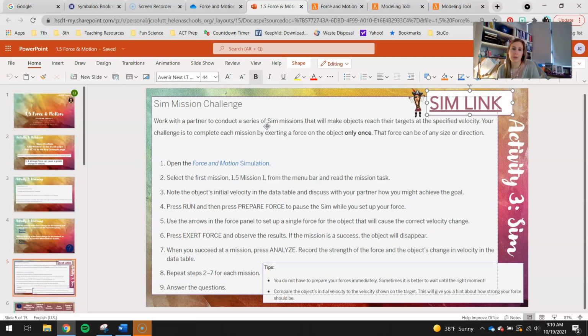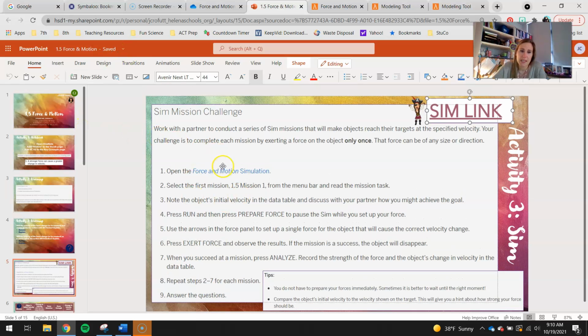Your challenge is to complete each mission by exerting a force on the object only once. So you only get to prepare a force and add a force once. That force can be of any size or direction, but obviously it has to be the correct size and direction. Otherwise, you will not be able to accomplish the mission. And again, the mission is to make the little target swallow the puck.